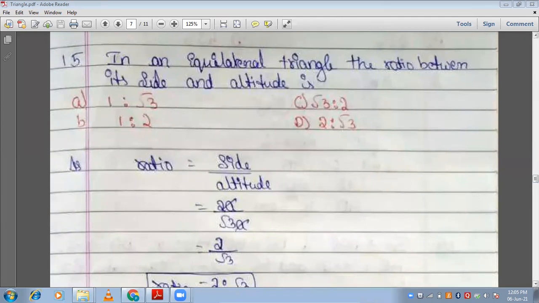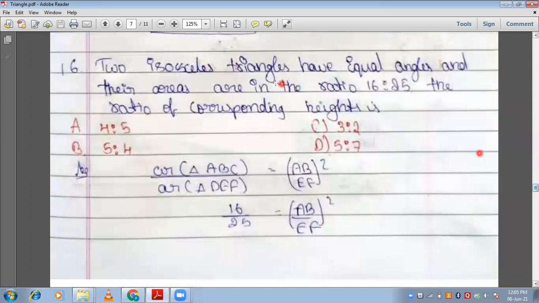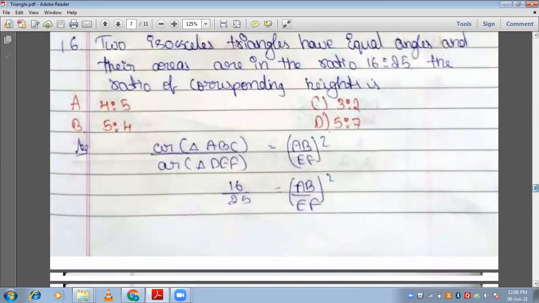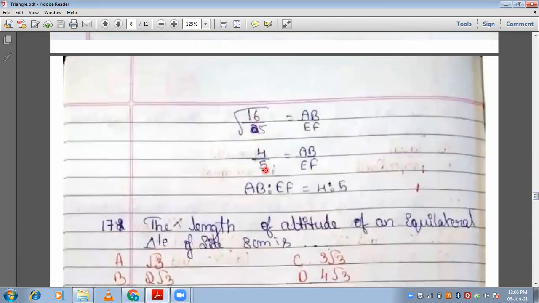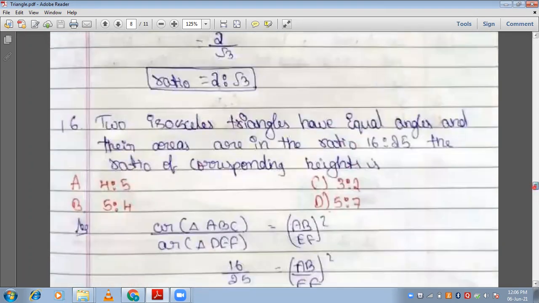Next question. Two isosceles triangles have equal angles and their areas are in the ratio 16 is to 25. Then the ratio of corresponding heights is dash. Area of triangle ABC divided by area of triangle DEF is equal to the square of the corresponding sides, and also the square of the corresponding heights. Substituting, AB divided by EF whole square. So 16 is to 25 equals AB divided by EF square. Square root of this, you will get 4 is to 5. So which option? Option E is correct.